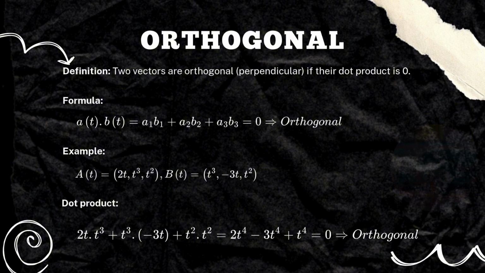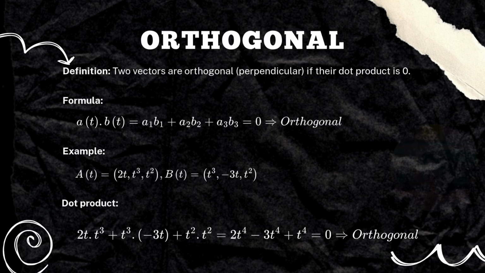For example, we have a equal to 2t, t to the power of 3, and t squared. For b, we have t to the power of 3, minus 3t, and t squared. So we need to use the dot product to determine whether they are orthogonal.